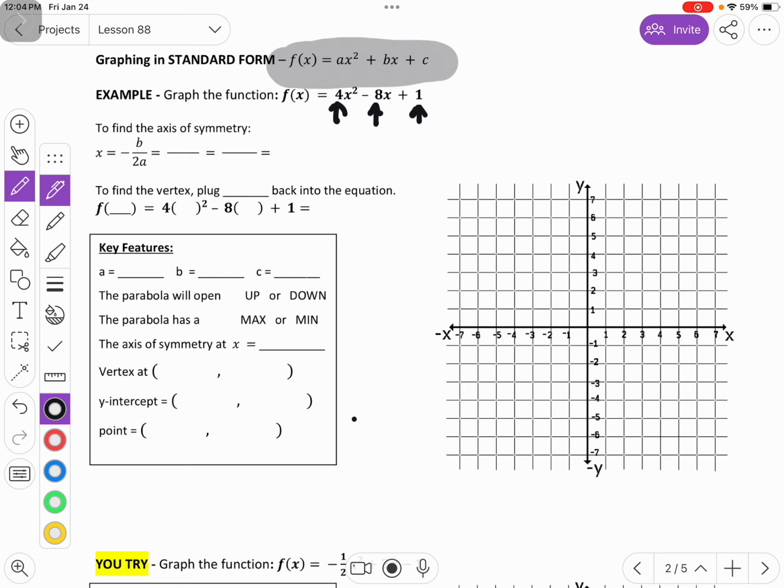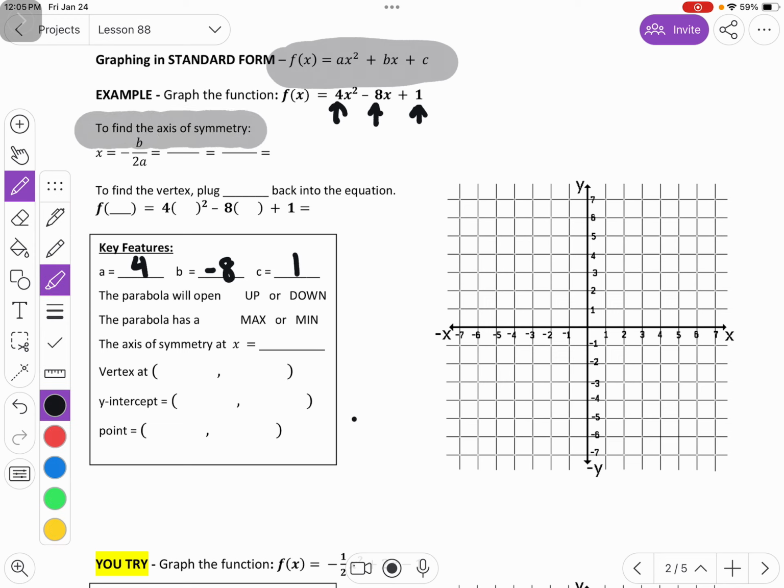So let's fill those in here in our table. So a is 4, and b is -8, and c is 1. This will become pretty important when we do the quadratic equation, which we're about to use to find the roots of this quadratic. So the first thing we're going to try to do is actually find the axis of symmetry.